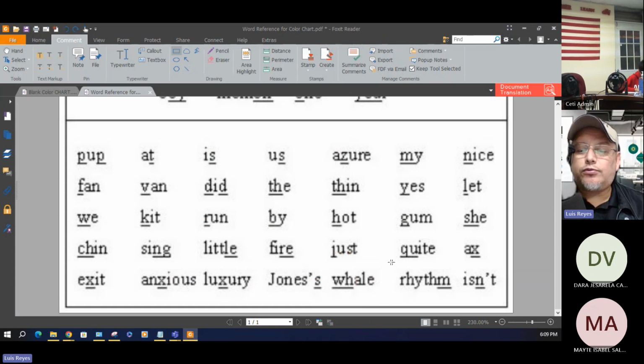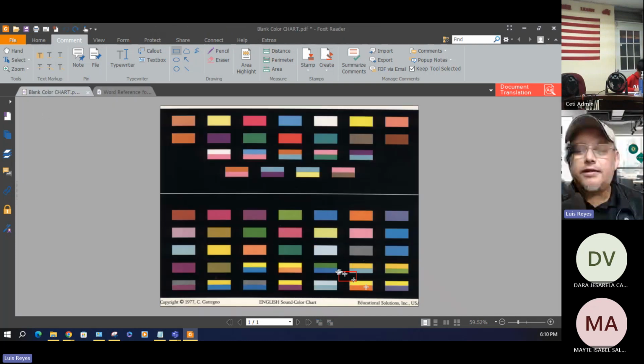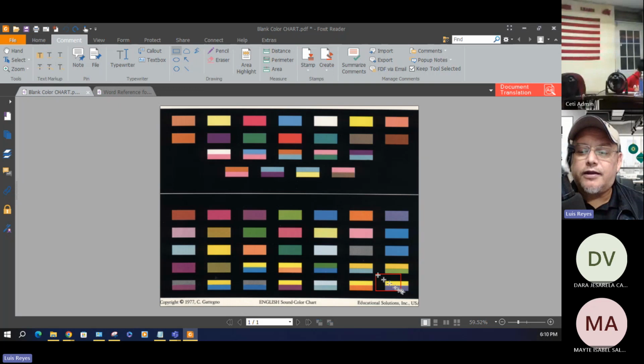Then we have the last two sounds, rhythm. The word is rhythm, and that is the sound we share in yellow and orange. Okay, is the sound. Then the last word is "isn't," and we're looking at the sound on, and that sound is identified here in yellow and purple in the same position, on.